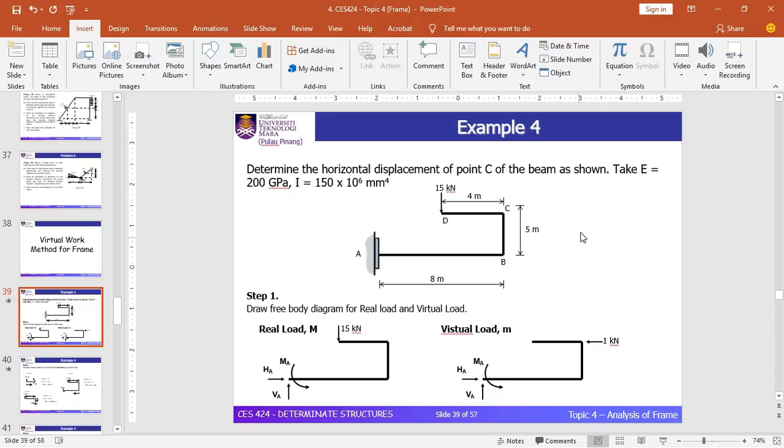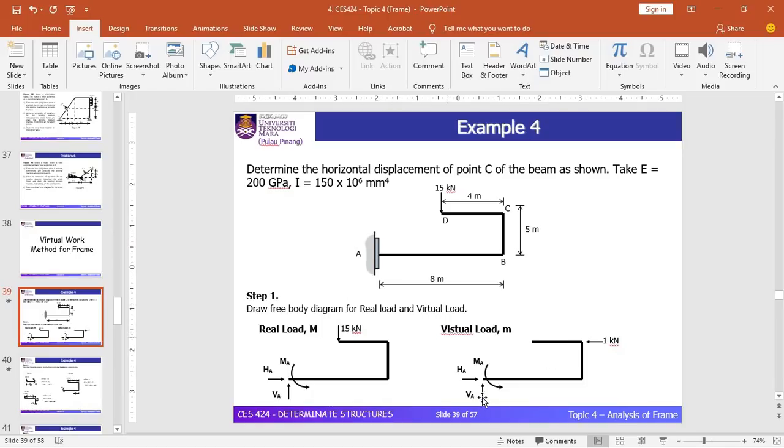If you look at this example, we have a cantilever beam. Actually, we can consider this as a frame structure because it consists of a horizontal and vertical element. Based on the example, you need to determine the horizontal displacement of point C of the beam, which is this point. As usual, when you deal with the virtual work method, you need to have two diagrams, the real diagram and the virtual diagram. In the real diagram, you just copy down the diagram from the question without changing anything.